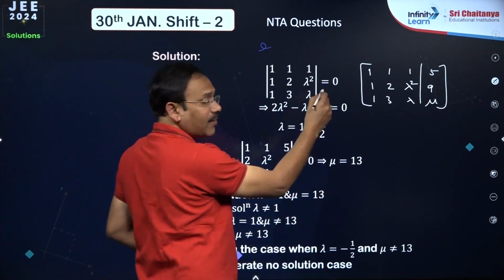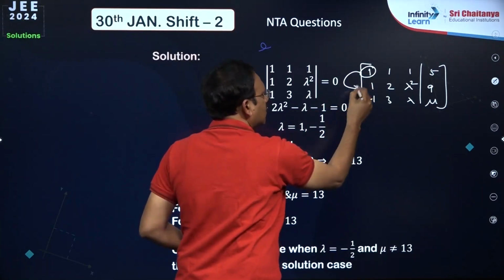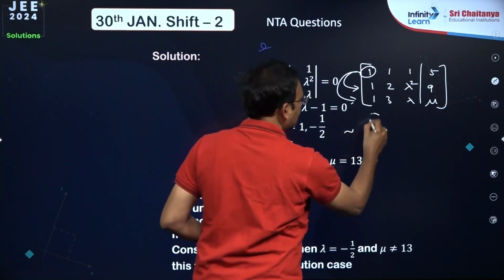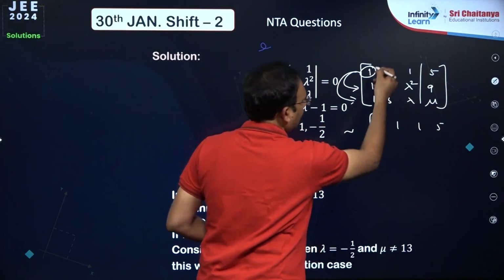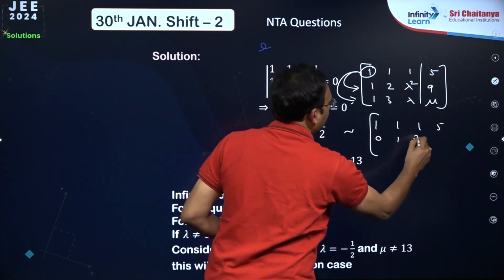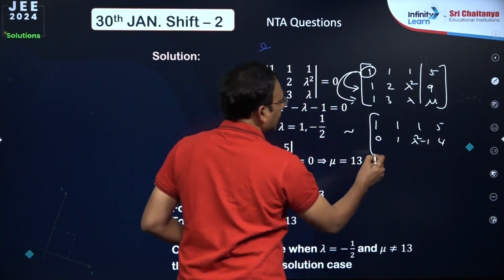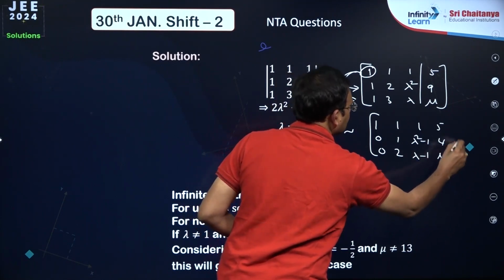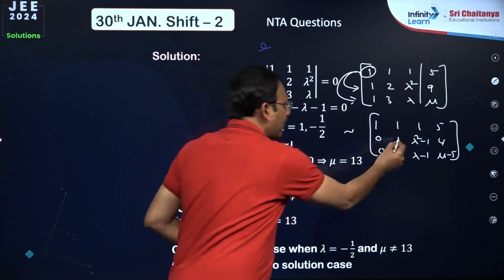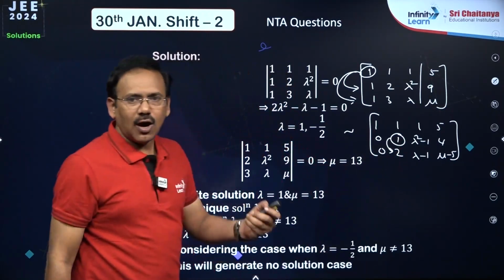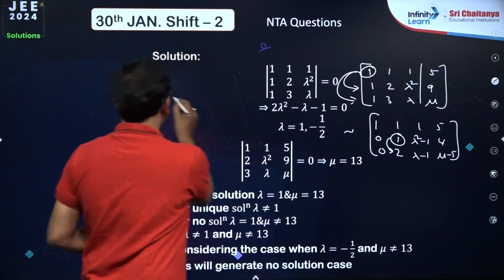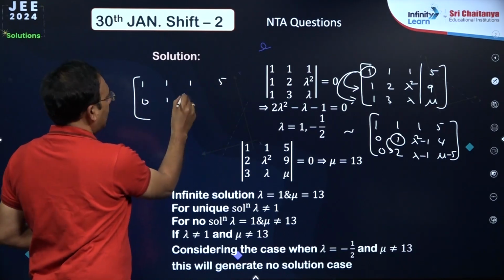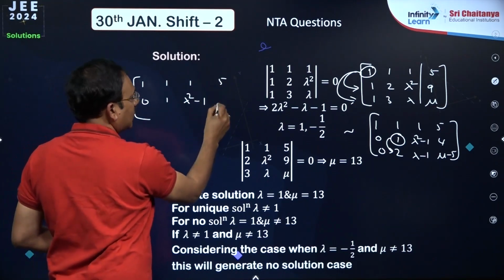The next step, with the help of the first element, try to make these two entries 0 by doing R2 minus R1 as well as R3 minus R1. This gives you 1, 1, 1, 5 and, subtracting, 0, 1, lambda square minus 1 and 4. Next, this is 0, this is 2, this is lambda minus 1, this is mu minus 5. The next step, with the help of this element, try to make this 0. So, R3 minus double of R2, which makes it 1, 1, 1, 5, then 0, 1, lambda square minus 1 and 4.